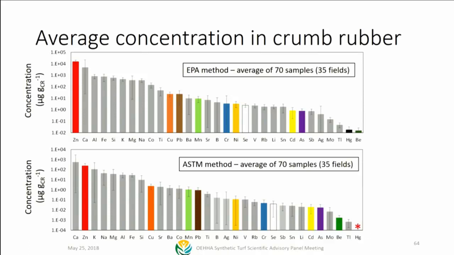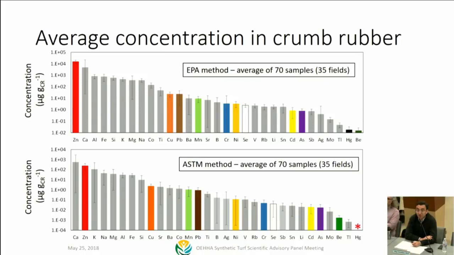We have zinc at the top of the list on the EPA method. That's certainly the highest concentration we measure here, which is in milligrams of zinc per gram of infill material, as mentioned, because this is an important constituent of the rubber itself. It's a catalyst of the vulcanization process, and it is well known to be present at high levels.